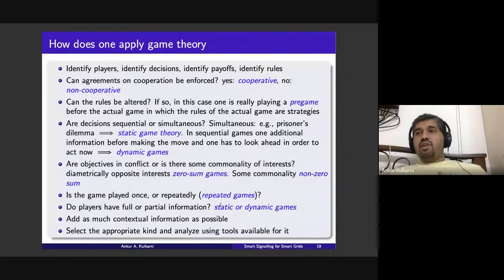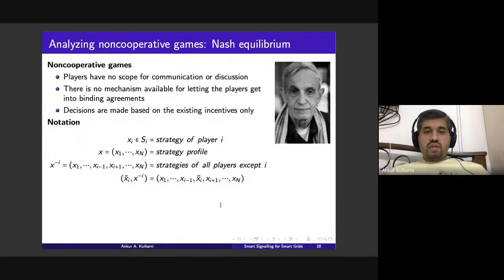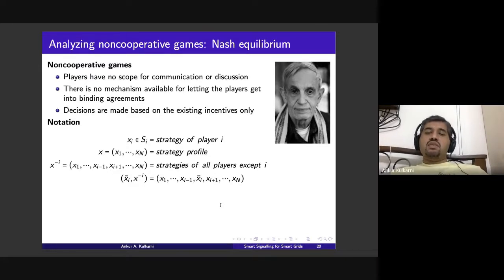When you're trying to model something as a game, add as much contextual information as possible, select the appropriate kind of game, and analyze it using the tools available within game theory. So the main tool that I will talk about today is what is called the Nash Equilibrium. I'm sure many of you have heard of John Nash and probably even seen the movie based on his life. The Nash Equilibrium is a solution concept that he proposed for solving non-cooperative games.